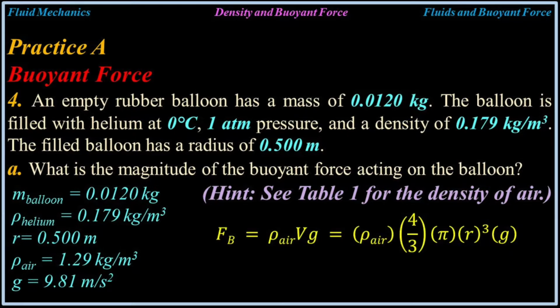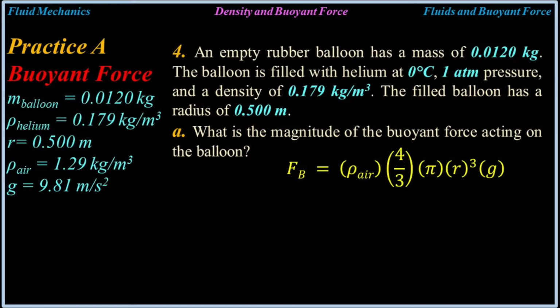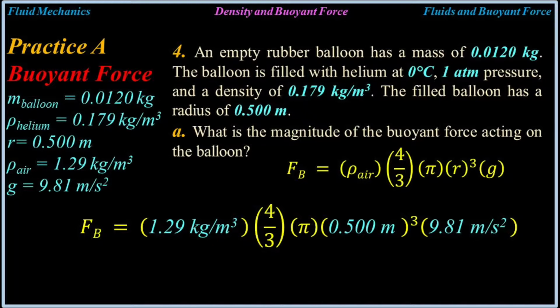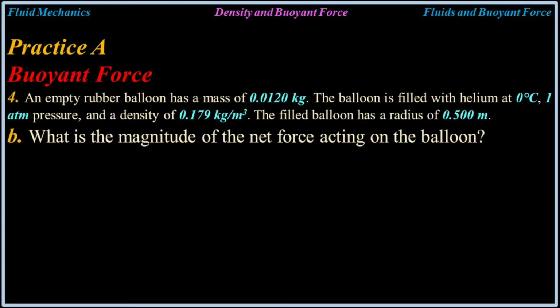There is what's given. There's my equation. I'll expand a little bit on the equation, combine it, and now I will plug in and solve. I just brought it forward. I'll plug in my values, and I have 6.63 newtons.